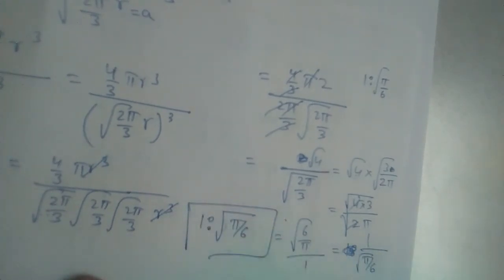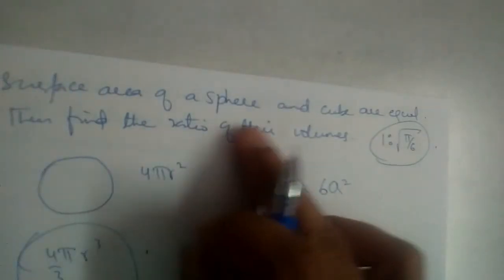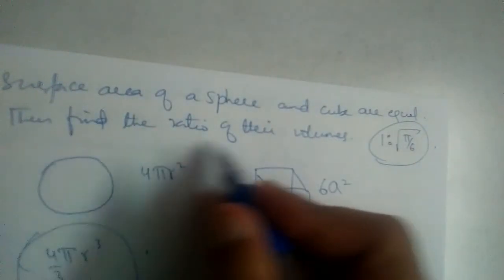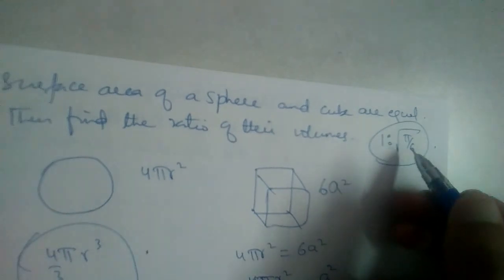Okay. So if the surface areas of the sphere and the cube are equal, then the ratio of their volumes is 1 is to root pi by 6.